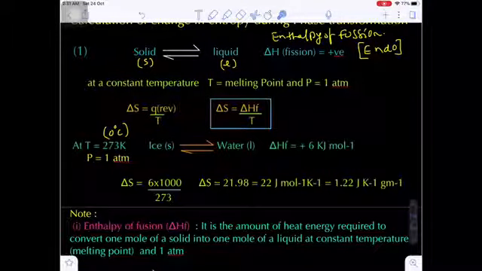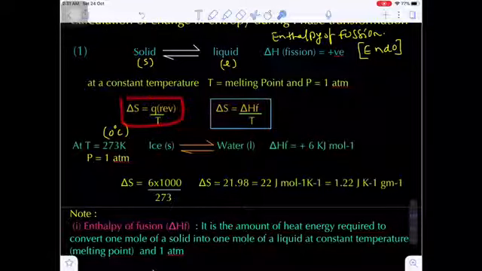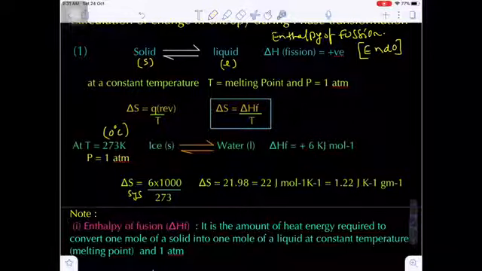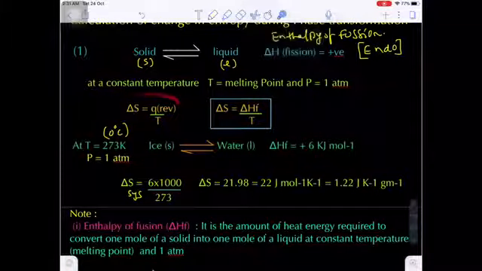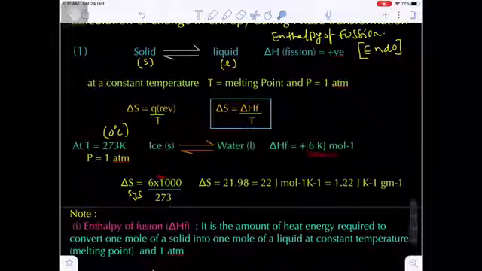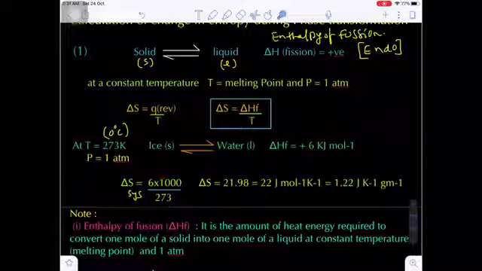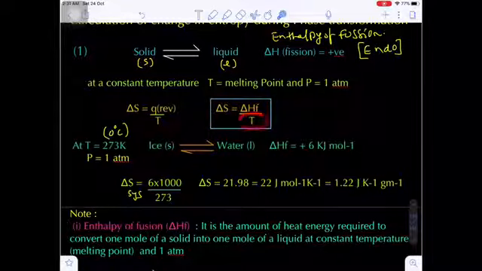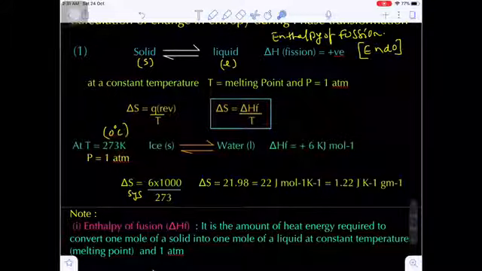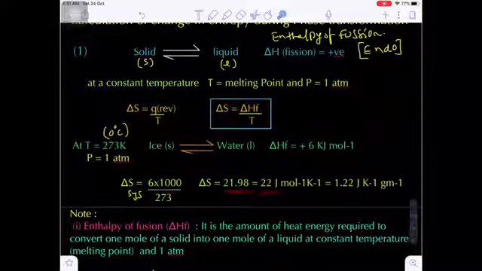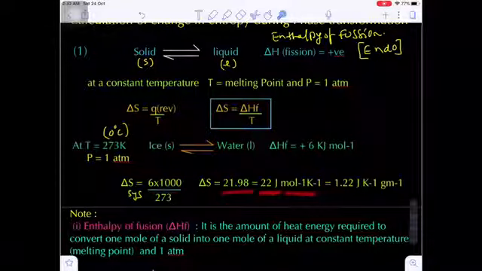Now here, to calculate the change in entropy of the system, what is the formula here? Delta Q reversible upon T. Q reversible is nothing but enthalpy of fusion. So enthalpy of fusion, how many kilojoules? 6 kilojoules. So I am converting into joules. That's why 6 into 1000, 6000, divided by the constant temperature, that is the melting point of the ice or freezing point of the water. Both are the same. So divided by 273. So finally we will get approximately 22 joule per mole per Kelvin.